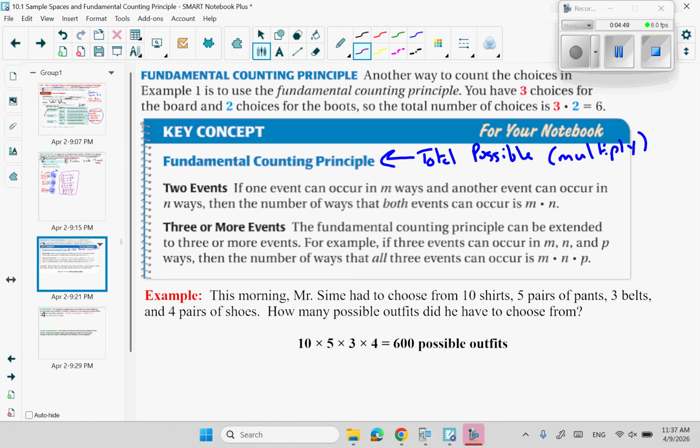As we talked about previously, the fundamental counting principle is list the total number possible, and the operation we are doing between events is multiplying. So, for example, Mr. Syme has 10 shirts, 5 pairs of pants, 3 belts, and 4 pairs of shoes. If he's not worried about whether the outfit matches or goes together, he figures out that he can multiply all those numbers together to find 600 possible combinations or outfits that he could construct. So let's try another one.